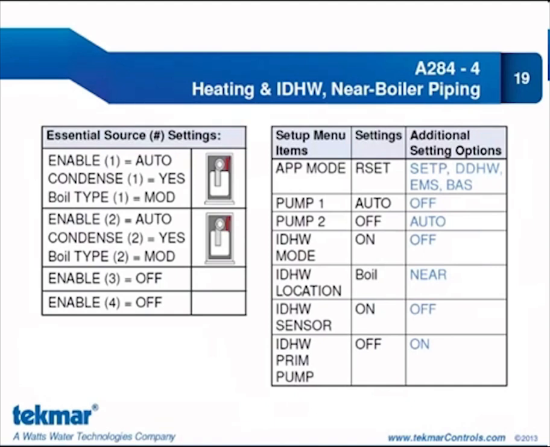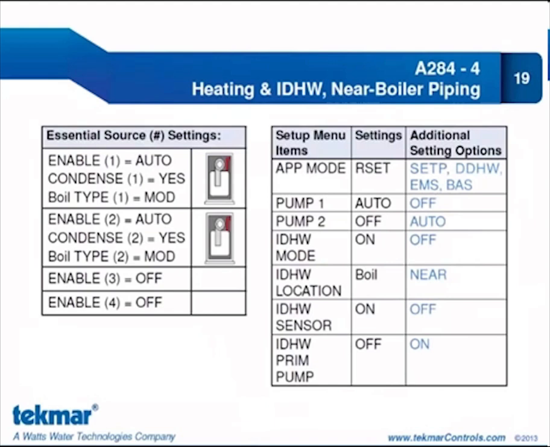The rest of the essential settings are in the setup menu. The application mode is reset, which will allow us to provide outdoor temperature reset to the space heating zones. It will also allow us a separate water temperature for the indirect domestic hot water. We are not doing primary pump sequencing. We have one primary pump, which is enabled with the auto selection. Pump 2 does not exist, so we turn that off.